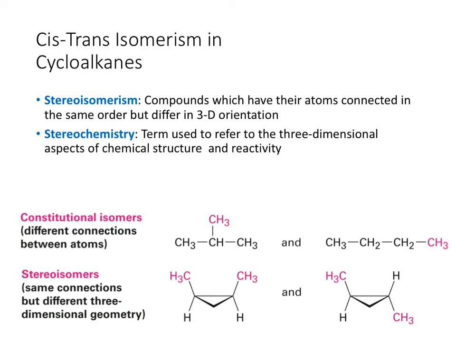So cis and trans isomers are just examples of stereoisomers, which are isomers that have the same atom connectivity but a different three-dimensional geometry. Contrast that with constitutional isomers, which actually have a different atom connectivity.